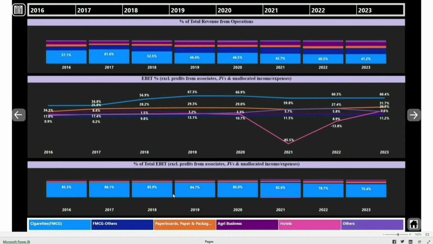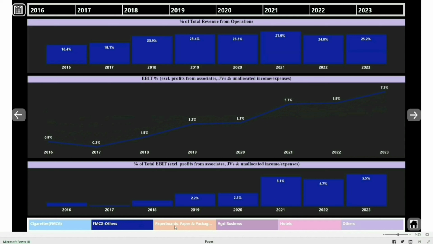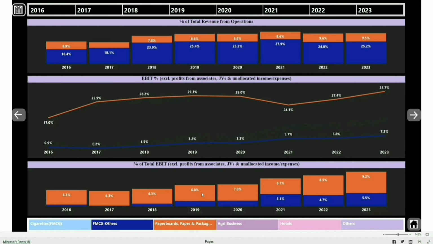Going back to the previous report, what we are going to do is select FMCG others, and while pressing the control button, I'm going to click on paper boards, paper and packaging.